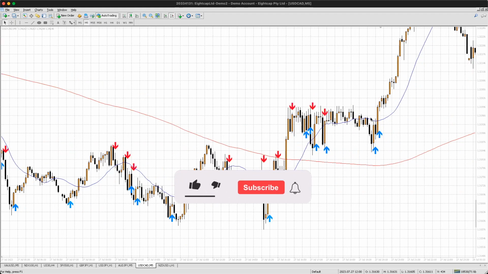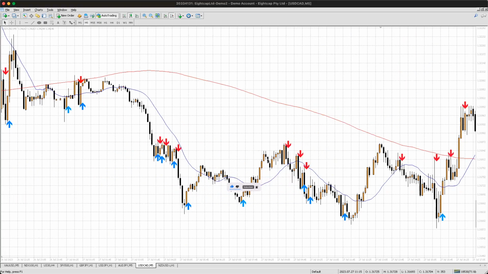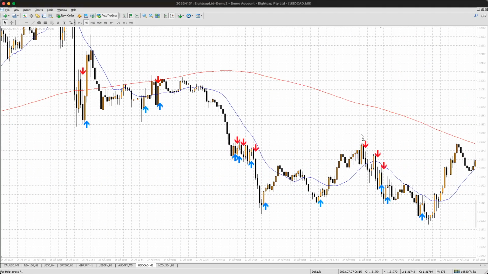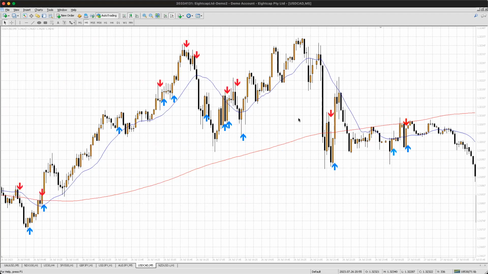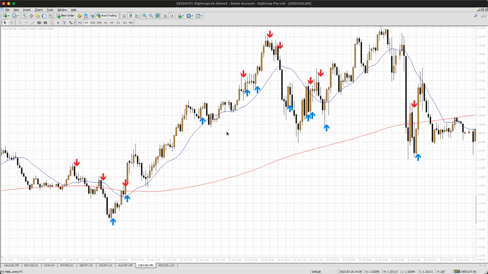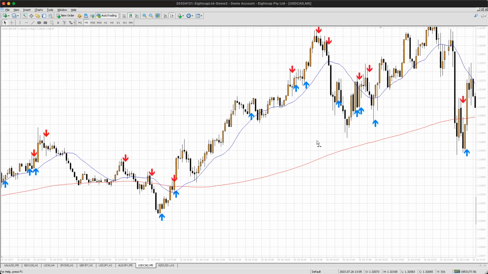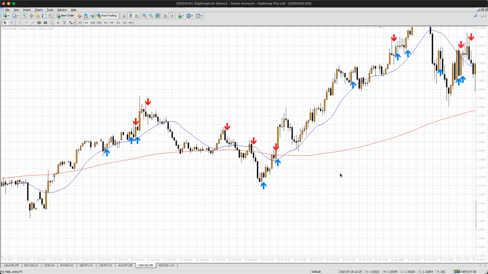Okay, and of course you have to be above your 20. If you're looking for the buy, above the 20 and above the 200. All right, but there's always got to be a break. If there is no break, you don't take the signal. Okay, it's that simple. You can use it also in trending markets.